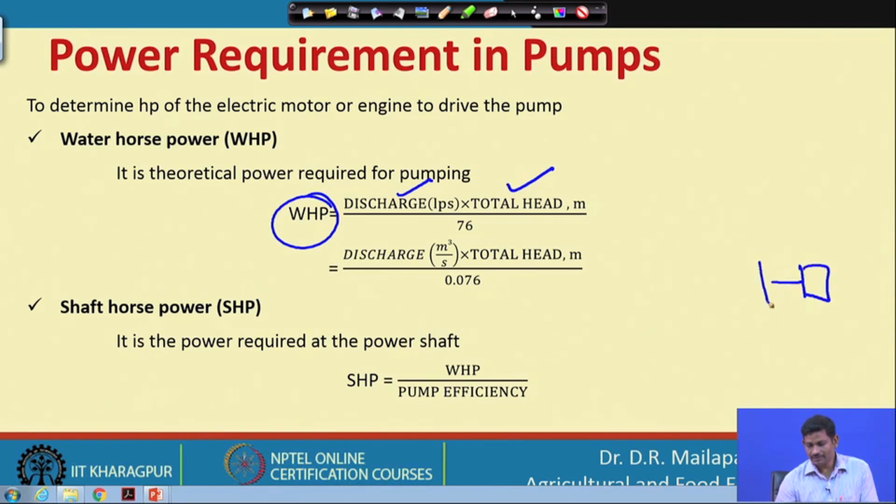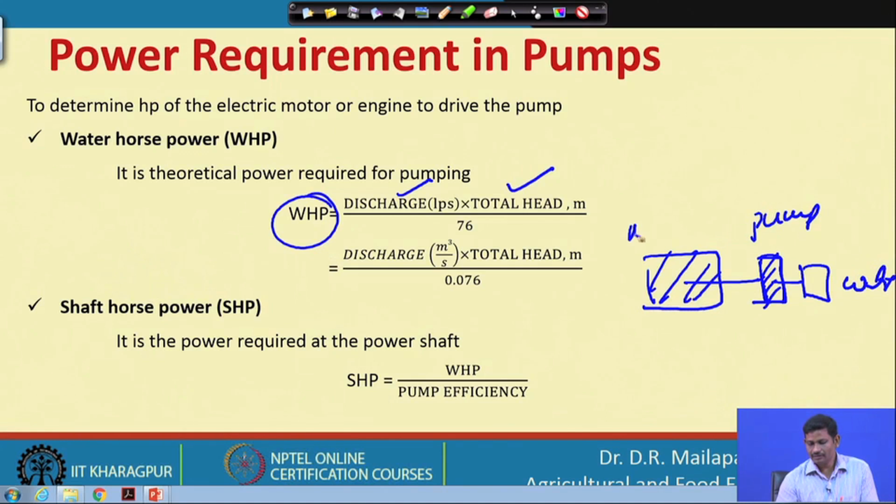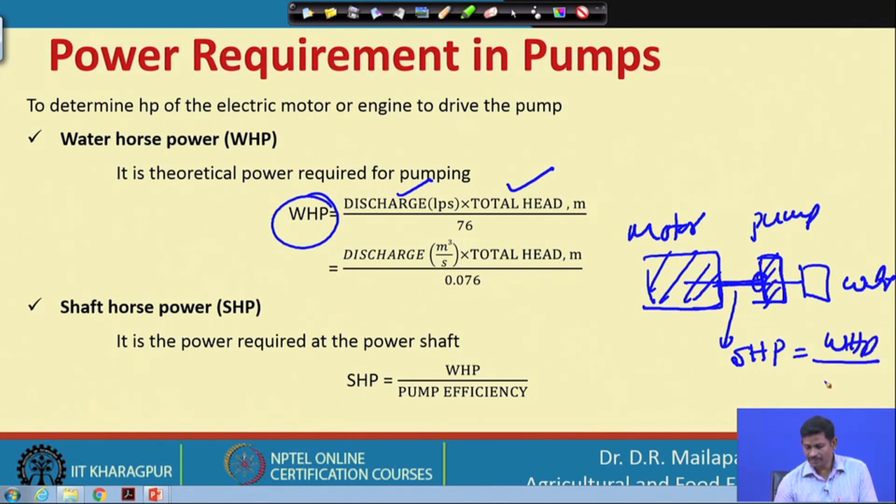Then after that, this is the pump level, right. Suppose this is the water, and here there is a motor which really operates this pump. There is a shaft connected between the pump and the motor. Both are moving parts. At this point, this is called shaft horsepower, which is equal to water horsepower divided by pump efficiency.